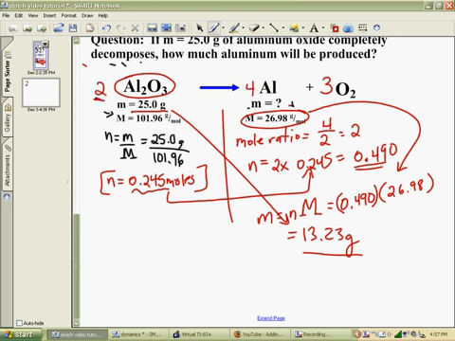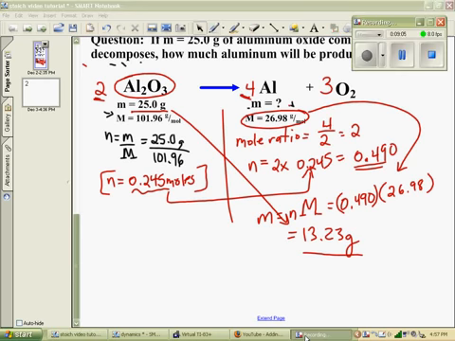So hopefully this helps any of you out that have been working on these, and there's lots of types of stoichiometry questions. This is just one type where we call it mass to mass or gravimetric stoichiometry.